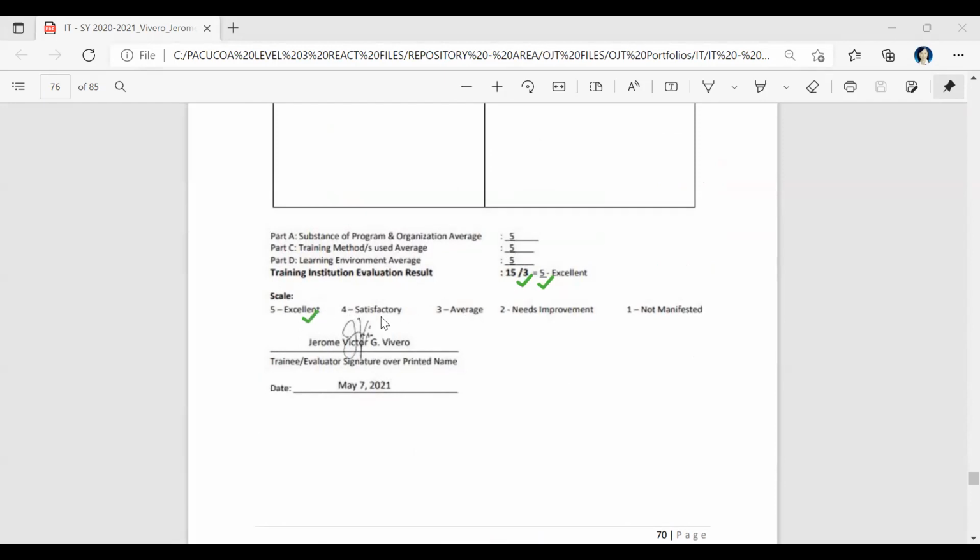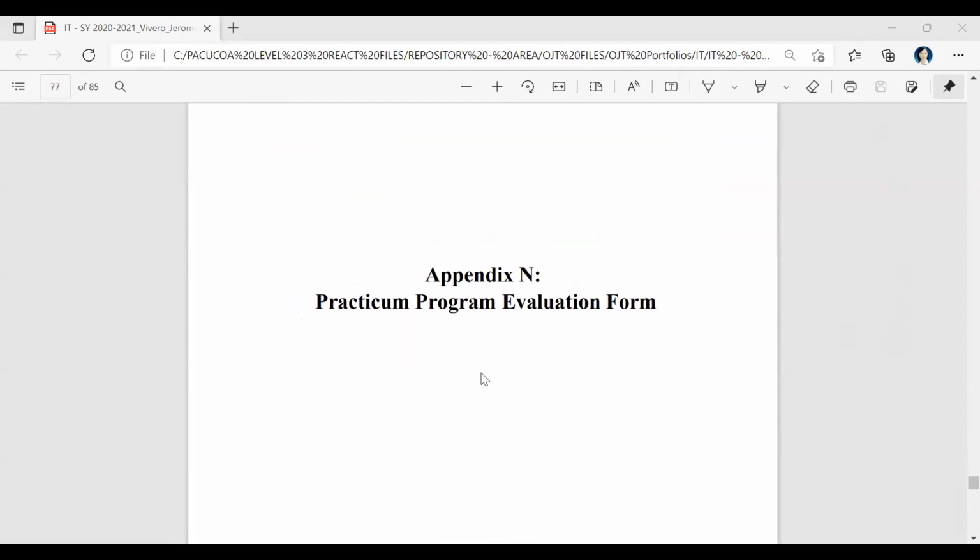Since it's 5, that is excellent, 4, satisfactory, and so on. Make sure you also sign the form and put the date, which is after the 500 hours.